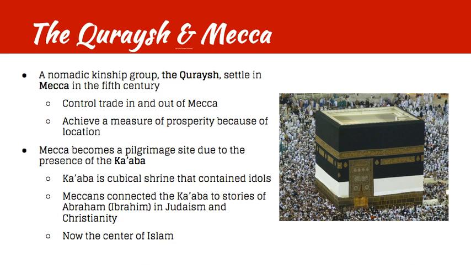That brings us to this group, the Quraysh, this nomadic kinship group, basically kind of an extended family who settle in a place called Mecca in the 5th century. They controlled trade in and out of the city. Basically, they ran caravans across Arabia, but they also used this as a trading post. And they achieve a measure of prosperity because of their location.